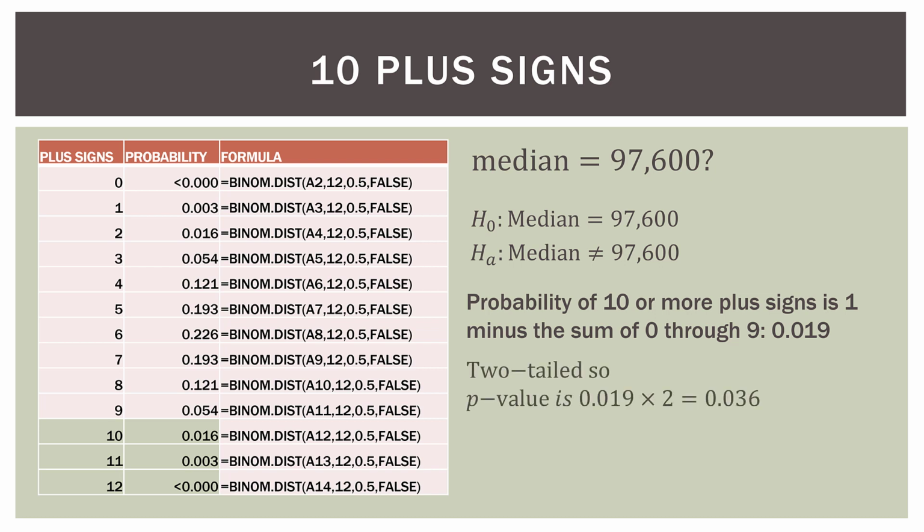Same result. Now this test is two-tailed, so take the probability of 0.019 and multiply that by 2 because of the two-tailed nature. We end up with a p-value of 0.036. Remember, our alpha was 0.10, and therefore we would reject our null hypothesis and conclude that the median of our data is not $97,600.